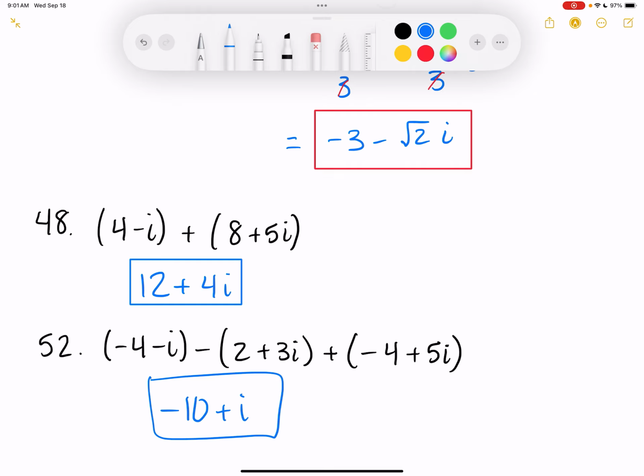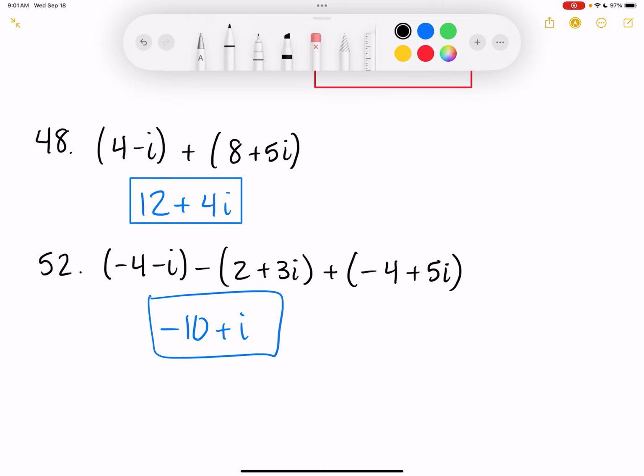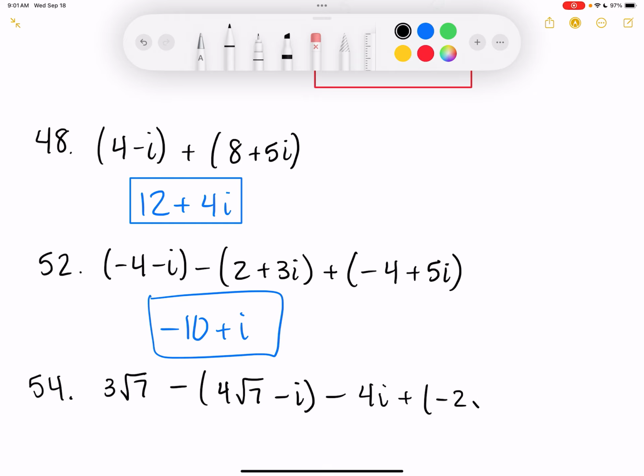This next one's kind of interesting, so I'm going to do this one. 54, I've got 3 square root of 7 minus, in parentheses, 4 square root of 7 minus i, close the parentheses, minus 4i plus, in parentheses, negative 2 root 7 plus 5i.